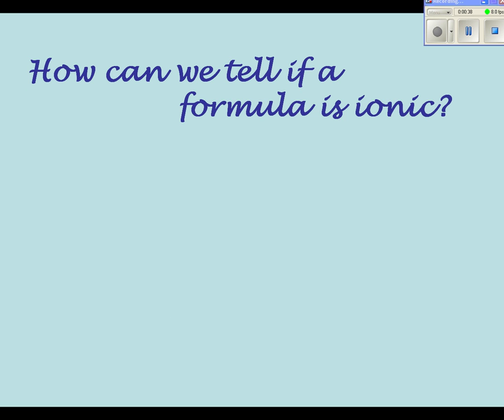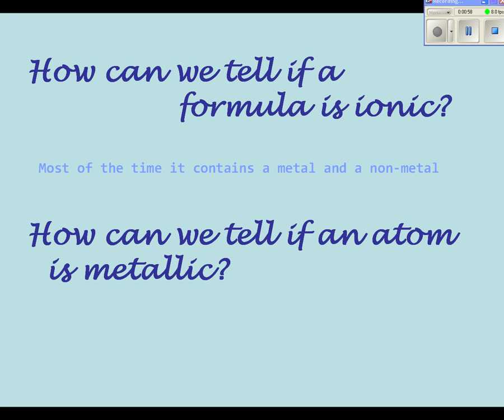How can we tell if a formula is going to be ionic? Most of the time, ionic formulae are formulae of metals and nonmetals. Ionic compounds are metal, nonmetal compounds, 99.99% of the time. But how can we tell if an atom is metallic?